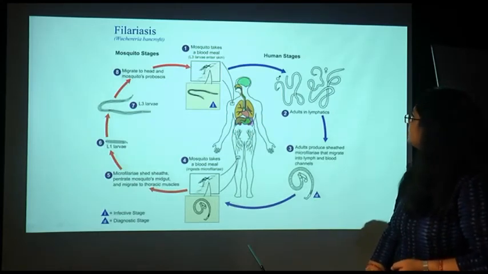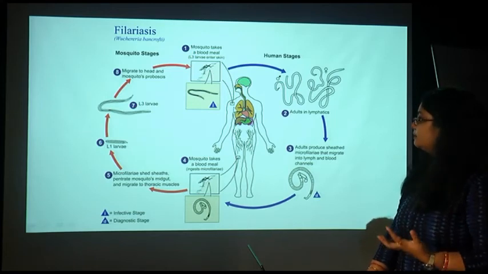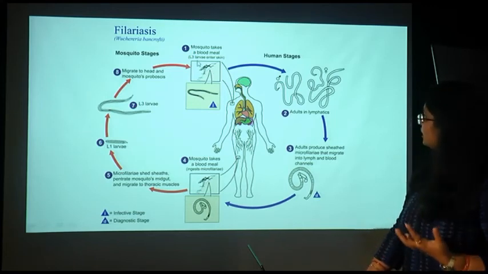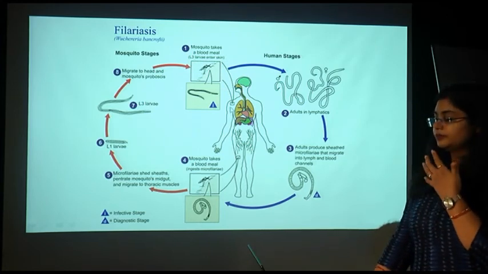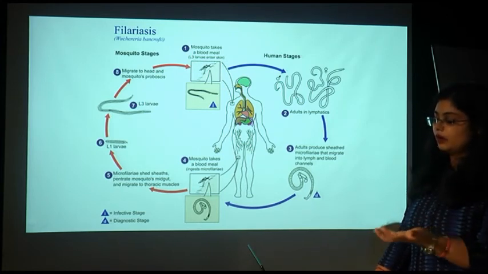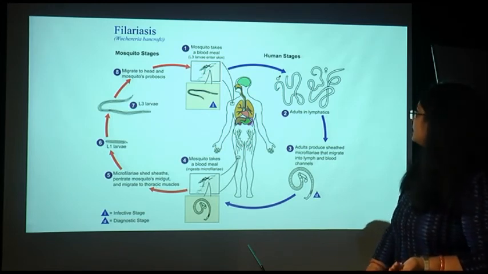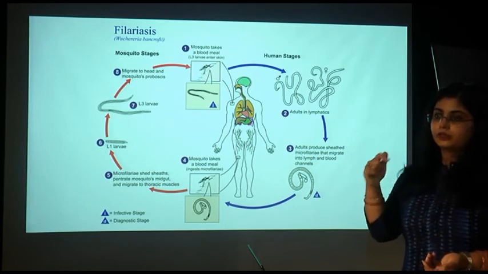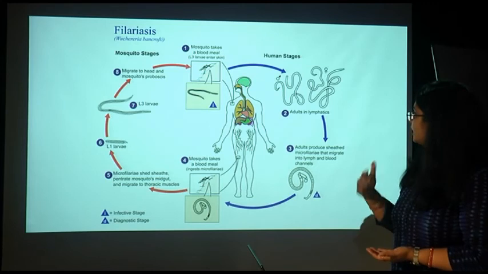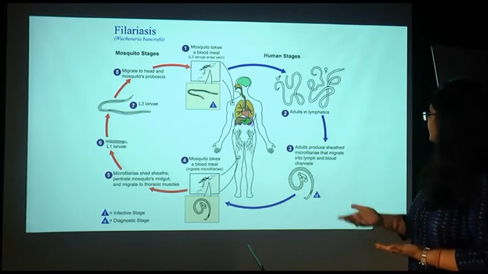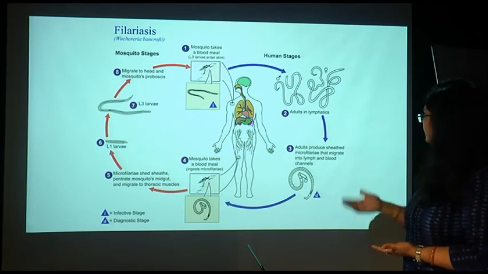So let's begin here. The mosquito bites a healthy individual, and what happens here is that the L3 larvae are secreted or excreted out on the skin. Okay, they are secreted on the skin. Now these larvae take the path of the bite of the mosquito, and they enter the bloodstream. Okay, they migrate to the lymphatic nodes, where they develop into adults.